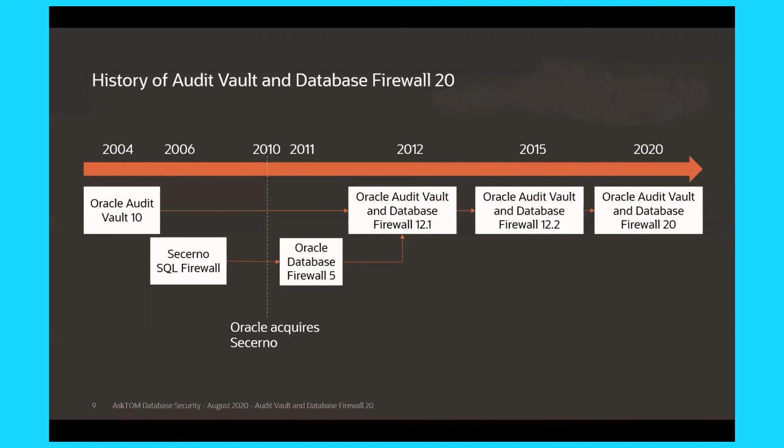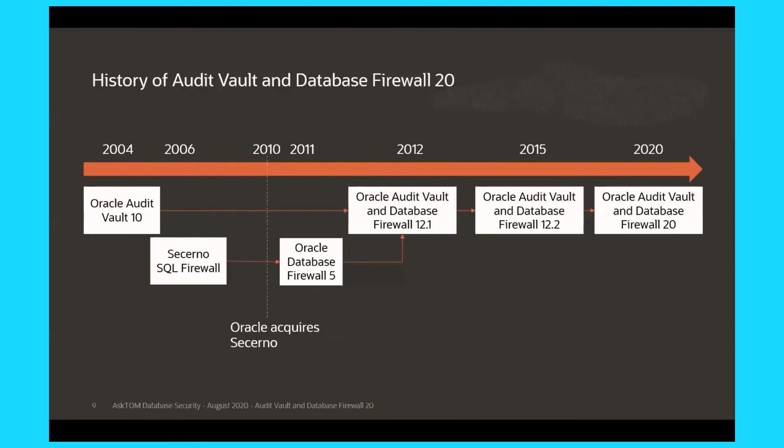We liked this technology so much that in 2010, we acquired Sekerno. And when we acquired Sekerno, they had released version 1 in 2006, then version 2, version 3. In 2010, they were up to version 4.2. I think we did this acquisition fairly early in that year. Shortly after acquiring them, we released Oracle Database Firewall 5. That's what we renamed the SQL Firewall to.